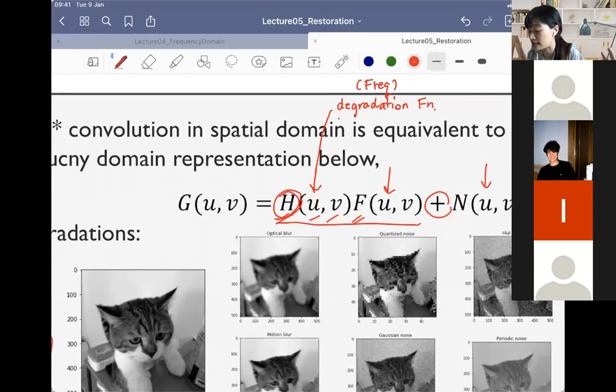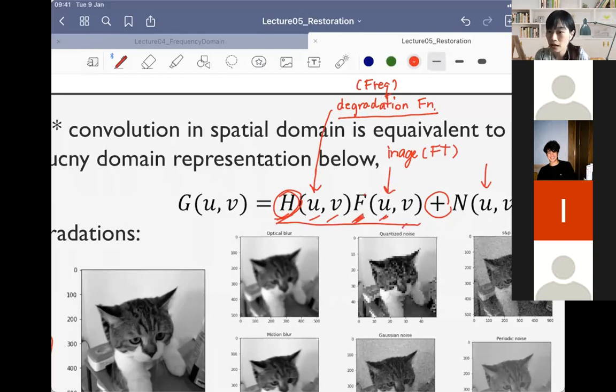So it's the degradation function, representing certain problems that create an image that is degraded. And F is the original image, which has been transformed by the Fourier transform. So it's capital F with U and V.